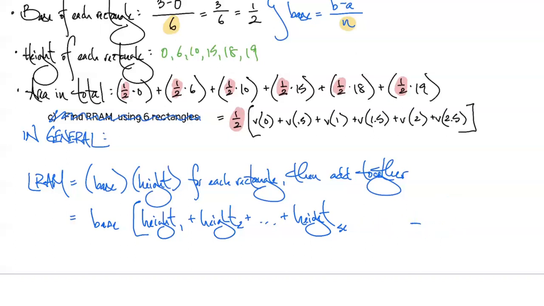Actually, let me say that a little bit better. Sorry. It's going to be the height of the last rectangle. All right, so we're going to do that 1/2. We're going to pull that out to the front, just like we did with the 1/2. We're going to take that base and pull it out to the front, and then all that's left on the inside is the heights that we have to add together.